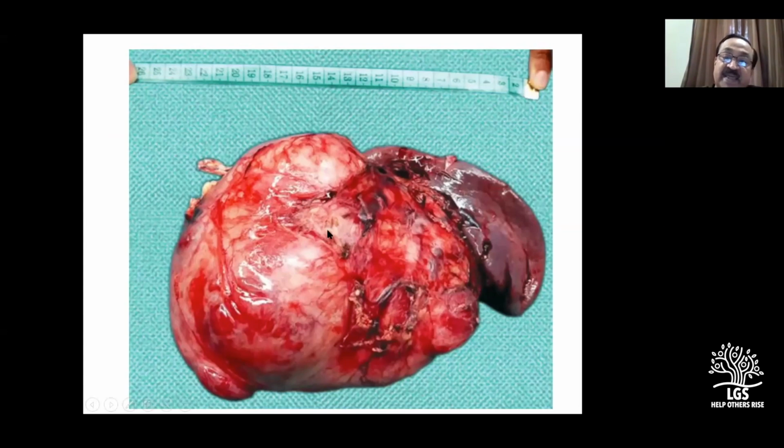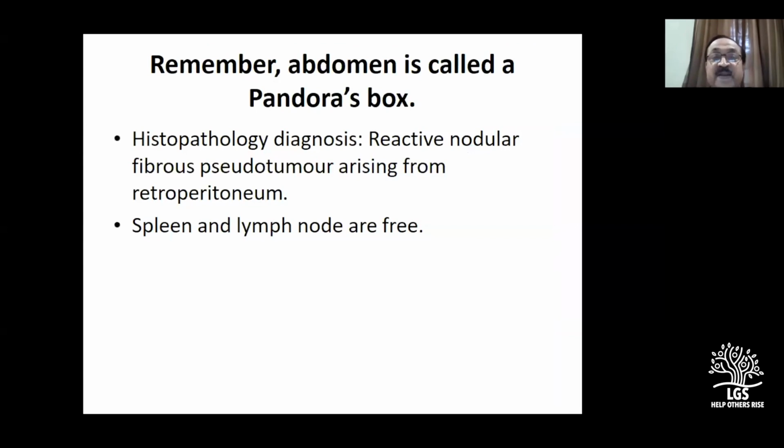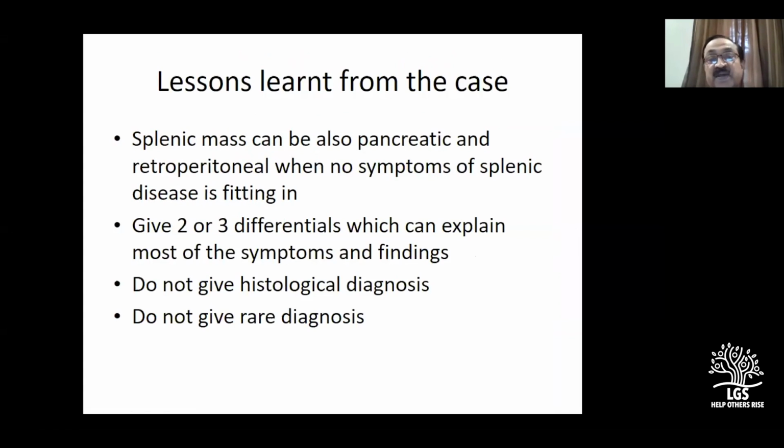Most of the areas were hard here. Few areas were cystic. A young lady who had lost 4 kg weight. Now, the ultimate pathological diagnosis is reactive nodular fibrous pseudotumor arising from the retroperitoneum. Spleen and lymph nodes are free. I just want to bring your attention, for the sake of postgraduates, to the lessons we have learned from the case. When you have a large splenic mass, it may move with respiration, but also think of pancreatic cystadenomas and retroperitoneum especially.